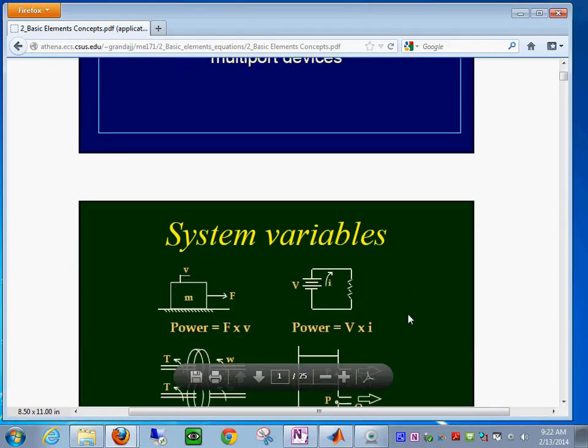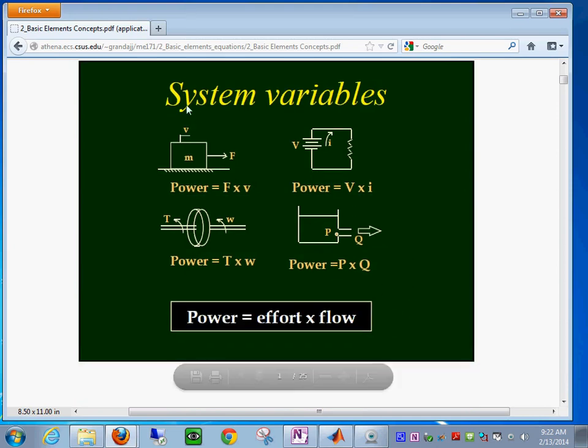And we see here a set of different elements in different energy domains. This is a mass that is moving to the right, and the way we express the power for the physics of this is the force times the velocity. If you have this little circuit on the right-hand side, power is also voltage times current. On this rotational system, it is torque and angular velocity, and in this hydraulic system, it is the pressure and the volume flow rate.